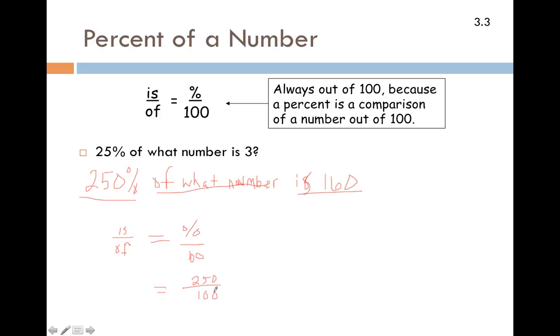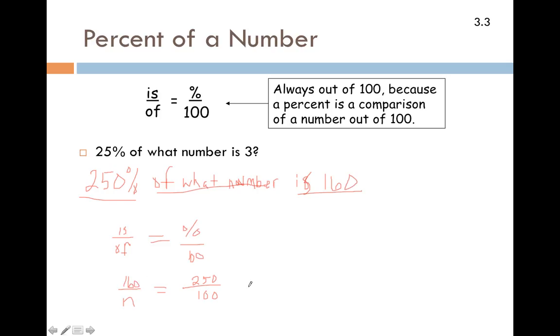Okay, because it's always over 100 no matter what. And then we're going to put in of what number. So "of" is unknown, so we're going to call it n, because that's what the word "what" means, "of what." And then "is" is 160.